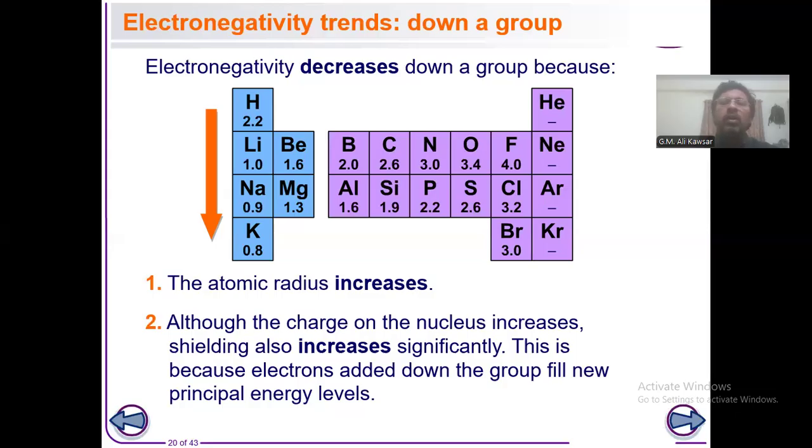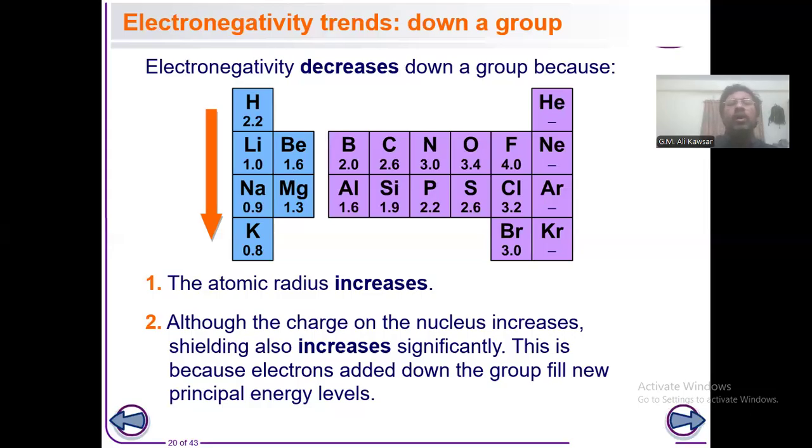Okay, the more shielding effect will outweigh the nuclear charge. So although the nuclear charge increases down the group, electronegativity decreases, because the nuclear charge cannot work properly due to the more shielding effect. So down the group, due to larger atomic size and more shielding effect, electronegativity will decrease. I hope you have understood the point.